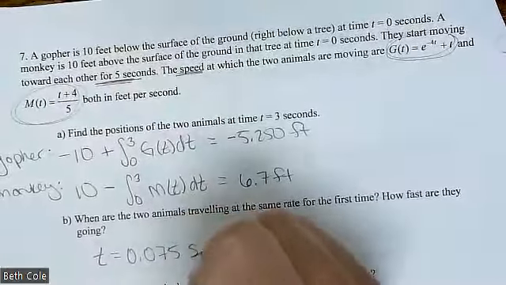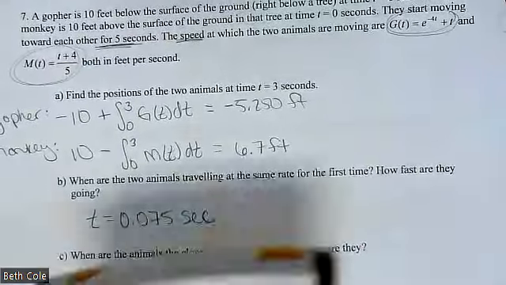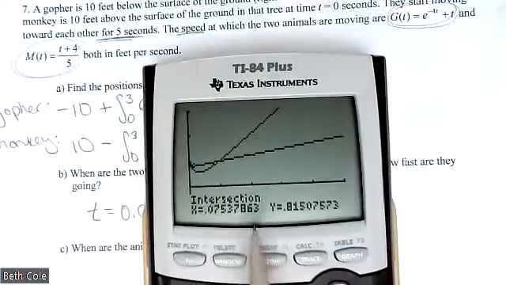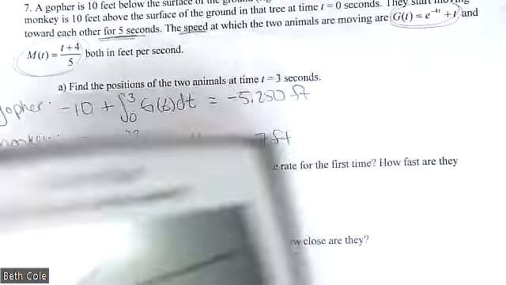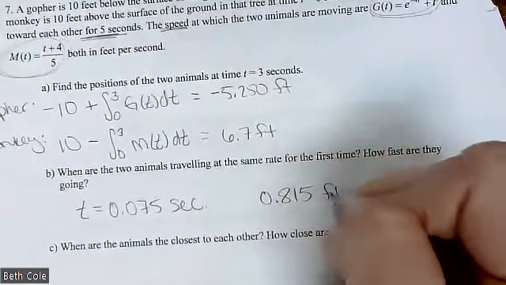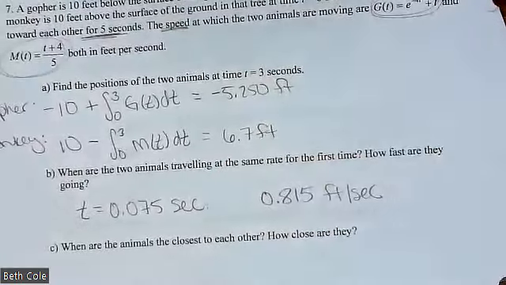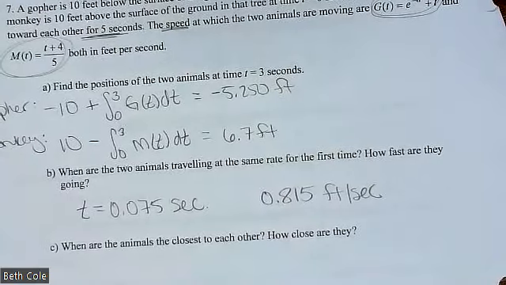And I have even better news for you. Because what's the second part of that question? How fast were they going? Well, these are the rates. So at that time, how fast were they going? 0.815 feet per second. Good. Beautiful. So not very fast. Although that's almost a foot a second.